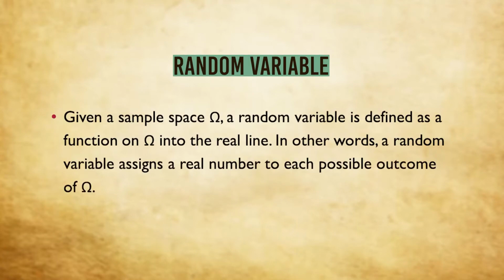So we start with a random variable. What is a random variable? Given a sample space omega, a random variable is defined as a function on omega into the real line. Very difficult to understand. Let us take one or two examples to clarify this idea. So we have to remember two things, that this is a function on the sample space and into the real line. So let us try to understand what you mean by this definition.